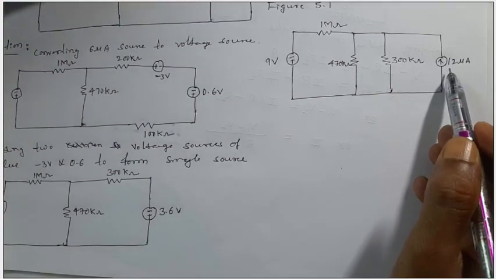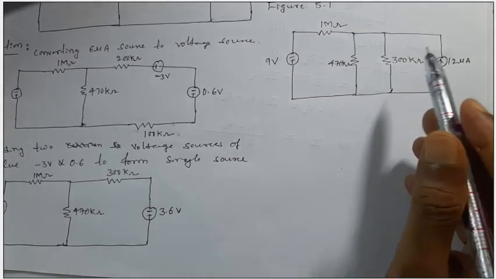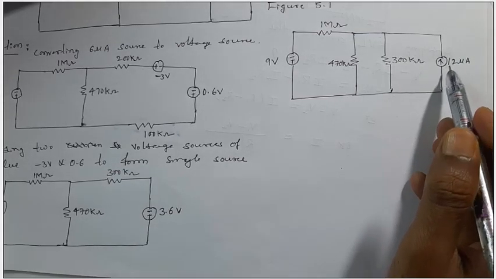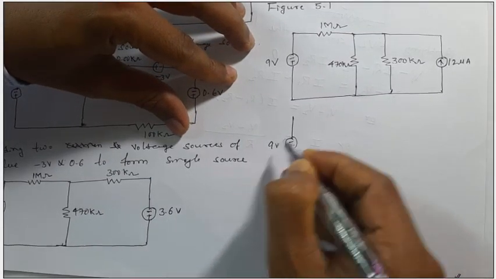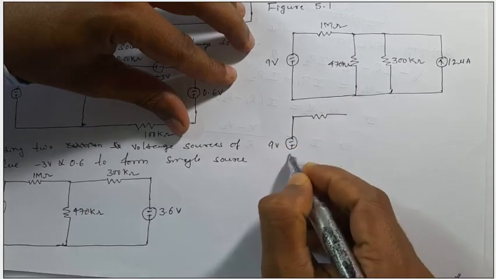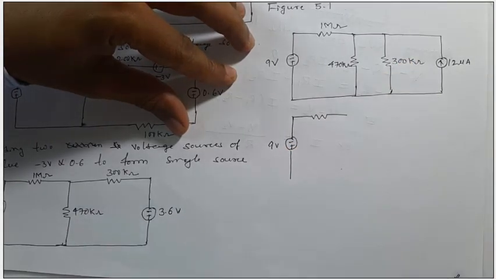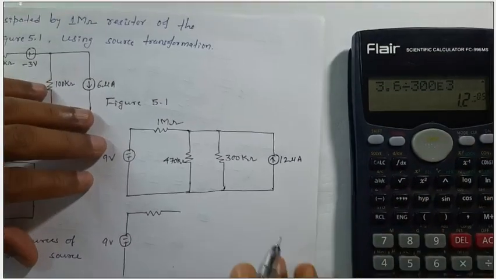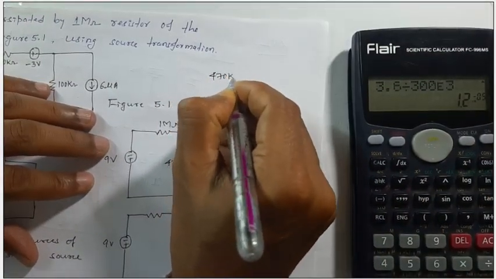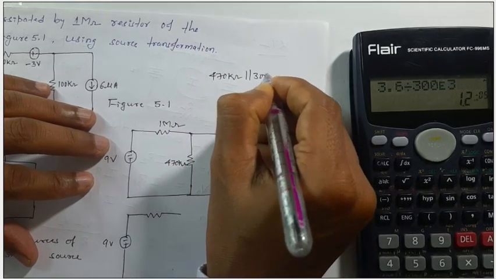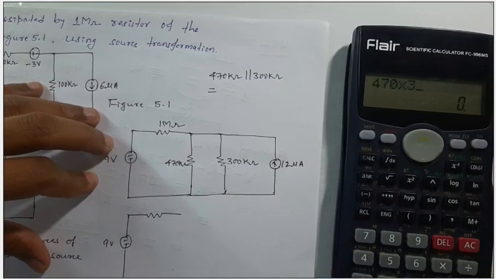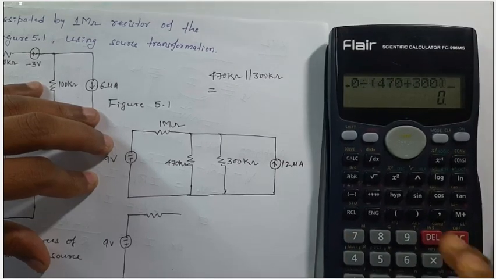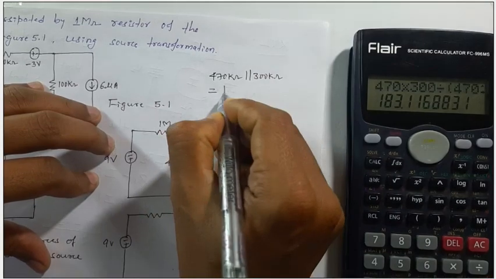because it is in parallel with this combination, we can convert this to an equivalent voltage source. So here this is minus plus 9 volt, this one is 1 mega ohm. Now these two will be converted. Let us consider, I will calculate here, 470 kilo ohm parallel with 300 kilo ohm. So how much we get? 470 into 300 divided by 470 plus 300 is 183.